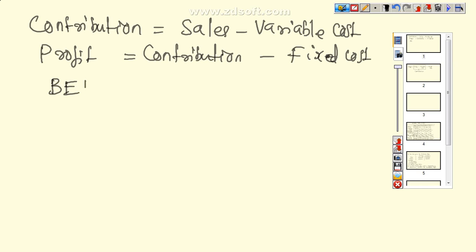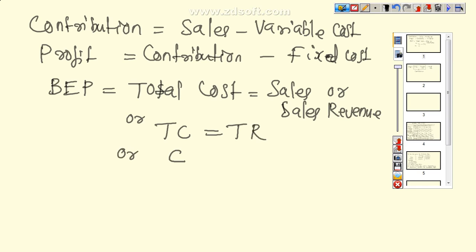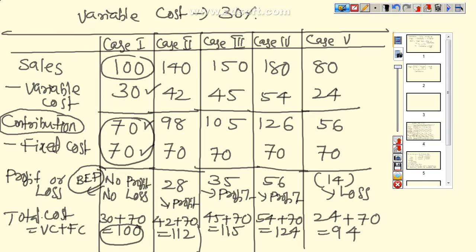So we can write it here. Break-even point is equal to total cost is equal to sales, or we can term it as sales revenue. Or we can write it here: total cost is equal to total revenue. Or contribution is equal to fixed cost. There I am getting break-even point, which means there is no profit, no loss.